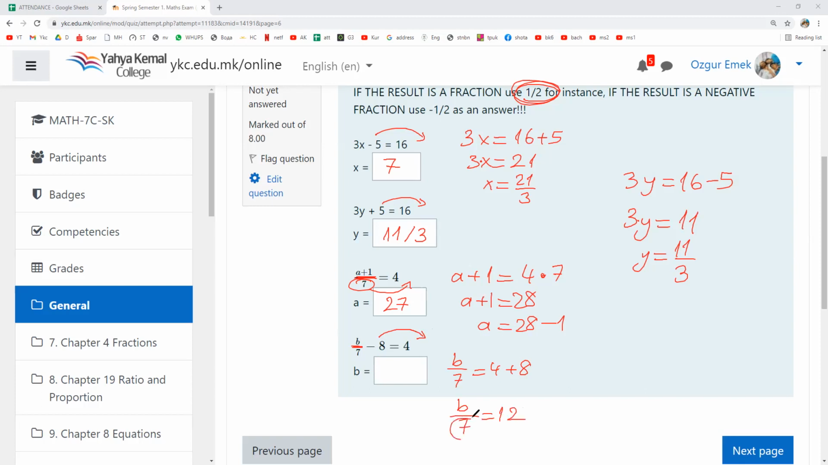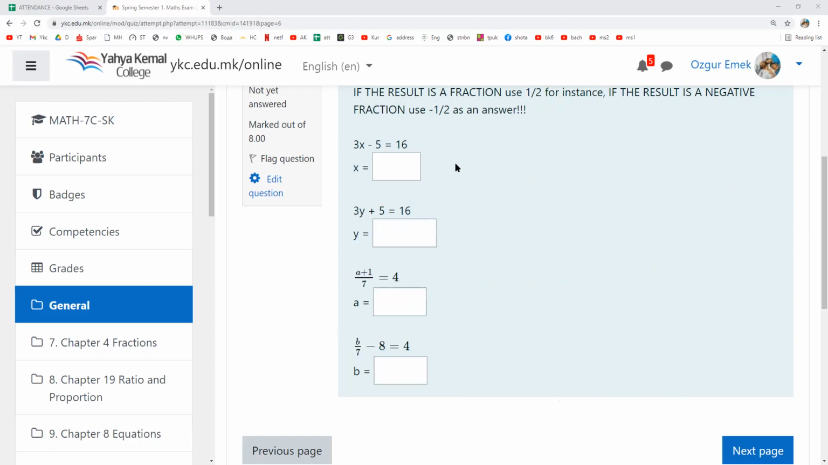B is divided by 7 on the left side. So 7 will be multiplied by on the other side then, inverse operation. B is 84. That's it. Two-step equations.